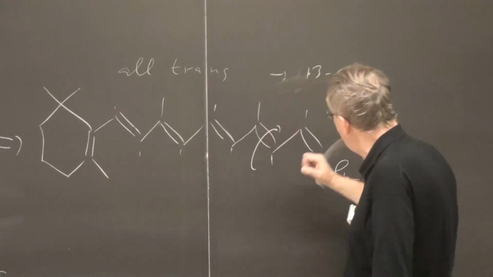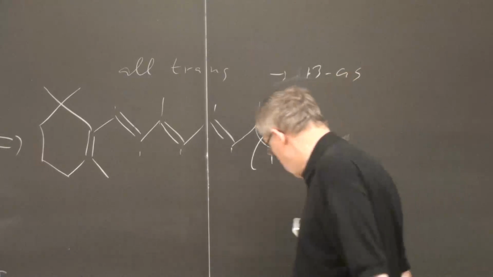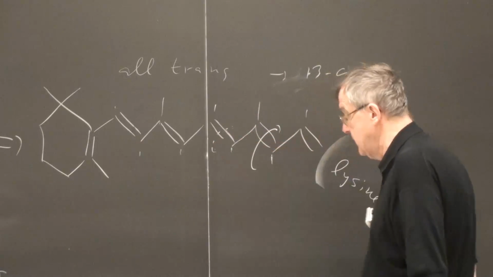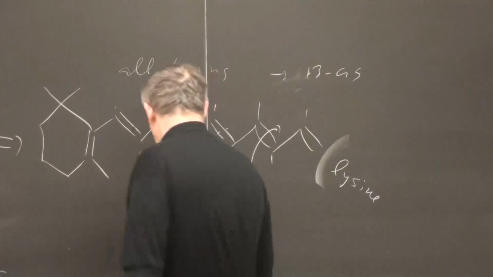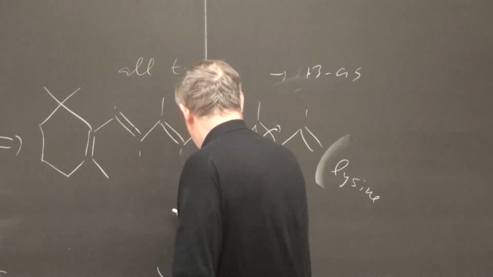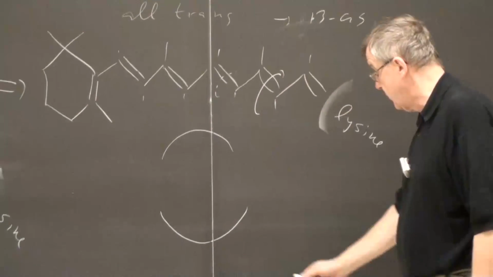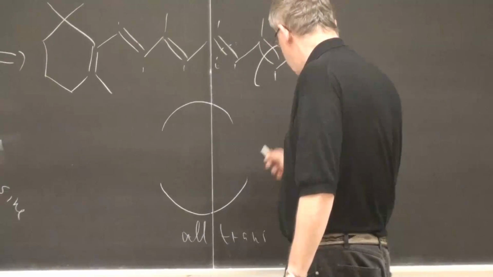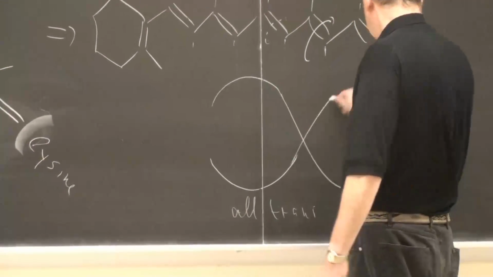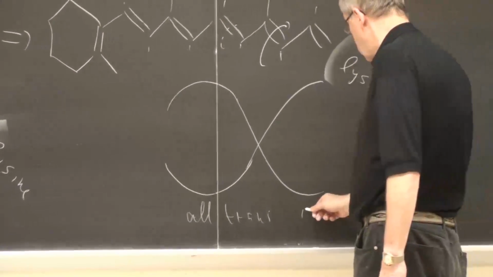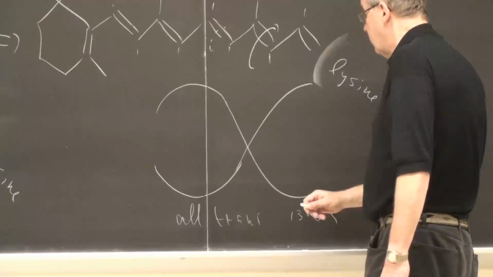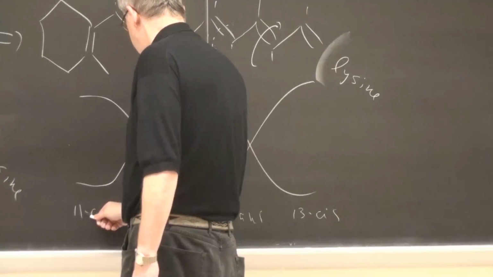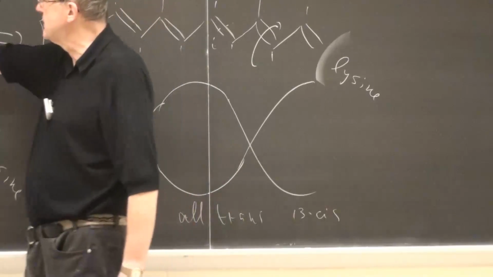Rotate around this bond, rotate around this bond. And so here the question is, why does it rotate around this bond? Why doesn't it rotate back around 11 cis? And so you have then the following situation. You have a ground state, you have an excited state, and this is all trans, let's say. And now this bacterium goes here through a crossing to 13 cis. But why doesn't it go to an 11 cis, or a 9th or a 7th?